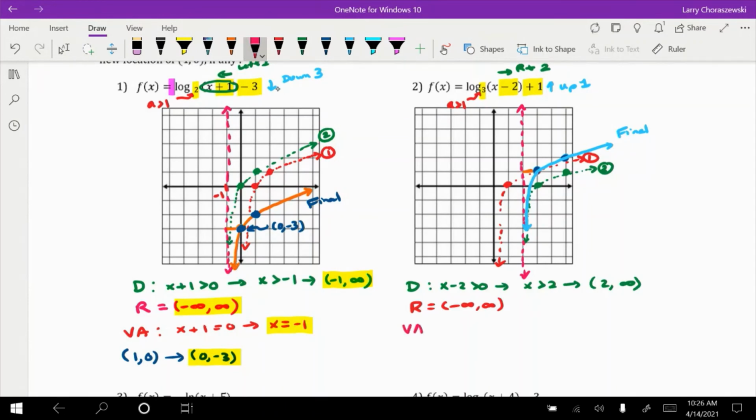VA would be x equals 2, and the original x-intercept of (1, 0) moves to (3, 1). Okay, so there's the new x-intercept right there, and that's at (3, 1).